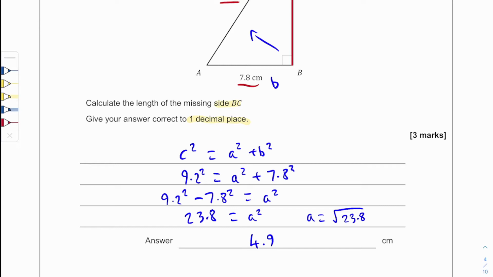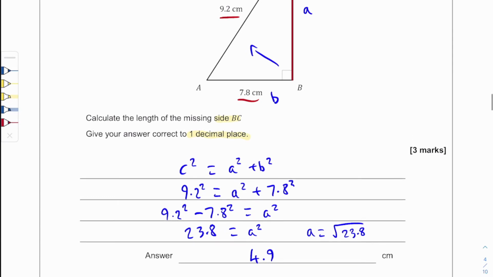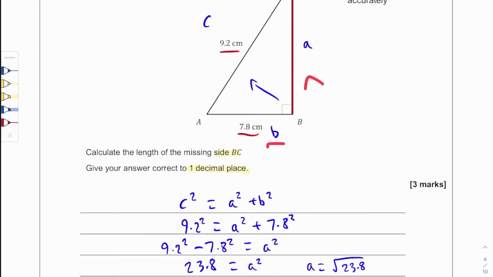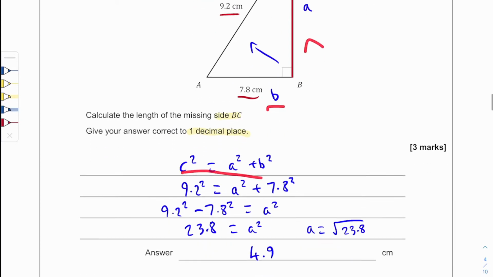Okay, right, so that's a bit of a different one. The only thing that was different though is instead of finding C, we had to find one of A or B. Same method: label our triangle as we've done, write down our formula, sub in our values, and solve.